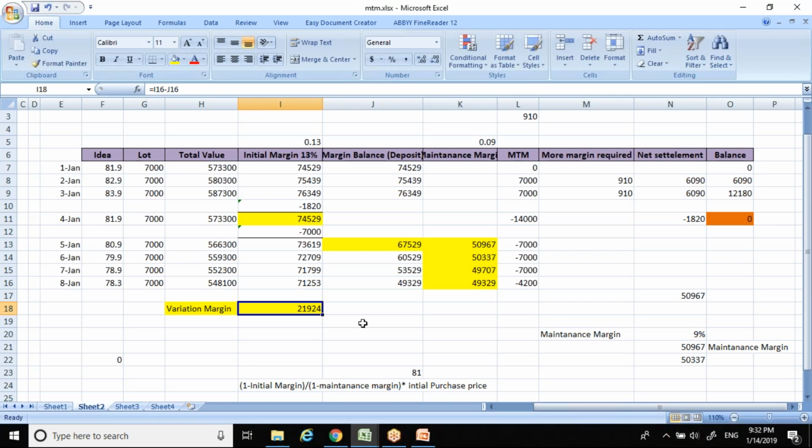Now, what happens if you fail to deposit the variation margin? The broker has the right on your account, so they will sell off the contract and return you the remaining amount. Let's say they are able to sell the contract at 78.3, then they will return you around 49,329, because all the losses are already deducted.